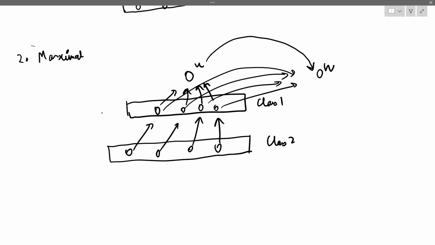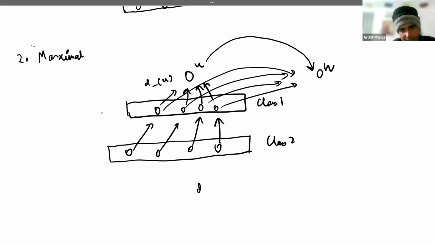So if U has in degree D minus of U, then you find that D minus of W is at least as large as D minus of U plus 1. And that's a contradiction because you'd already chosen the one with maximum degree.